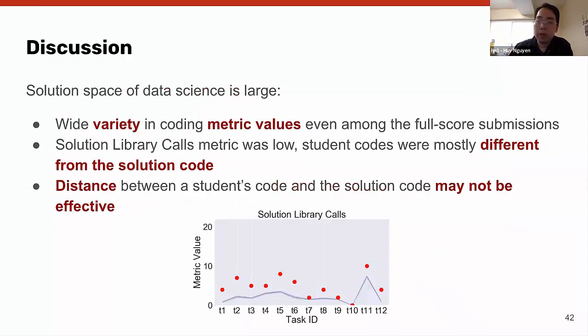So first, we observe a wide variety in coding metric values, even among the full score submissions, which are all functionally equivalent.